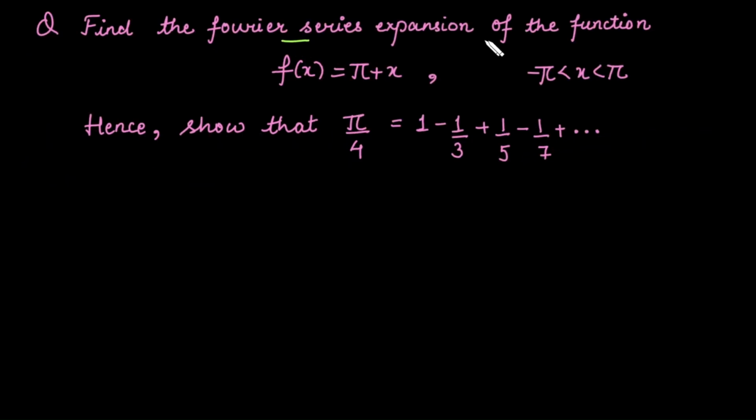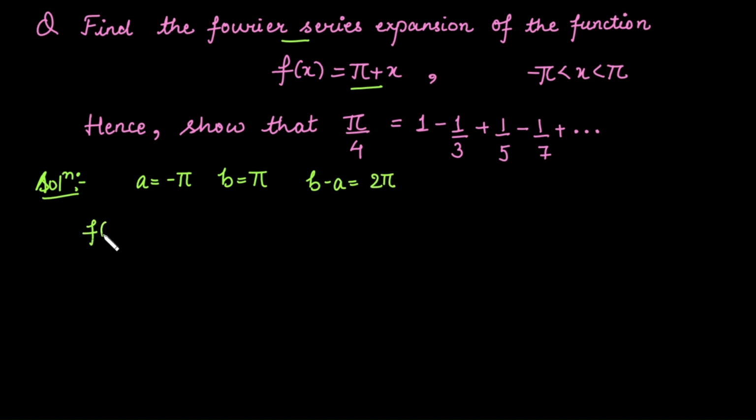Find the Fourier series expansion of this function from minus pi to pi, and also show that pi by 4 is equal to this expansion from the Fourier series. Firstly, we will find the length of the interval in this case. So what is the value of a in this case? Minus pi. Value of b is pi. b minus a, that is 2 pi.